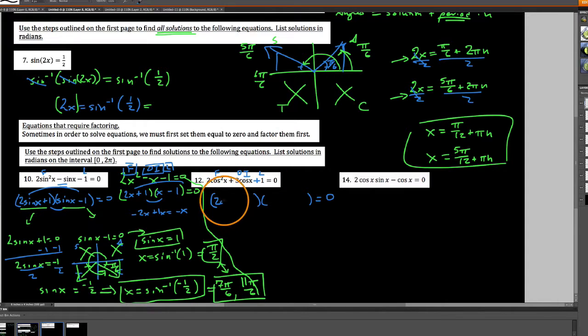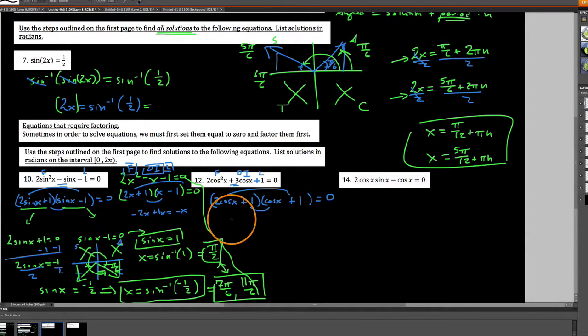So up front, I would have to have a 2 cosine x times a cosine x. That would have to be the case. And then in the back, to multiply out to be a positive 1, I could put something like plus 1 plus 1, or minus 1 minus 1. In this case, I'm going to go with plus 1 plus 1 just because my middle term has to add up to be a positive. And checking our outer and our inner here, we would get 2 cosine times 1 is 2 cosine, and 1 times cosine is 1 cosine, and 2 cosine plus 1 cosine is 3 cosine. So these are indeed our factors.